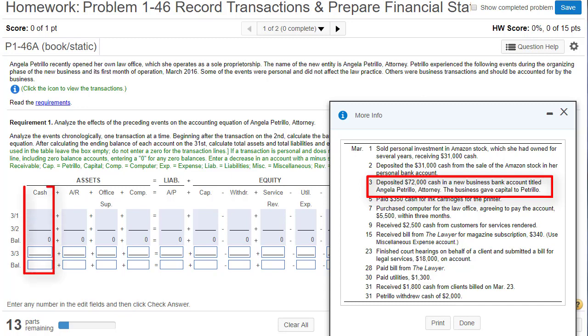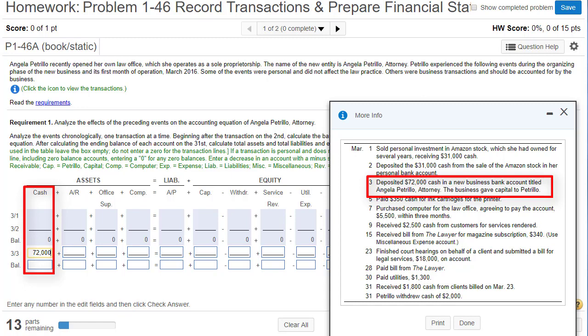Let's start with cash. The business's checking account, also called the cash account, is increased by $72,000. So we need to put a positive $72,000 under cash. Now the comma is optional. You do not have to put the comma in there.